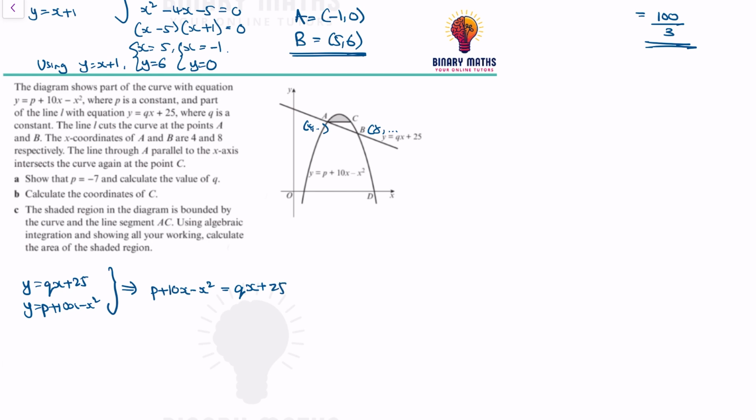So when x equals, we do know 2 points that it goes through. So when x equals 4, we know p plus 10 times 4 minus 4 squared must be equal to q times 4 plus 25, which means I get p plus 40 take away 16, which is p plus 24, must be equal to 4q plus 25, which means if I take all the unknowns to one side, I get p take away 4q, and 25 take away 24 is 1. So that would be equation 1.